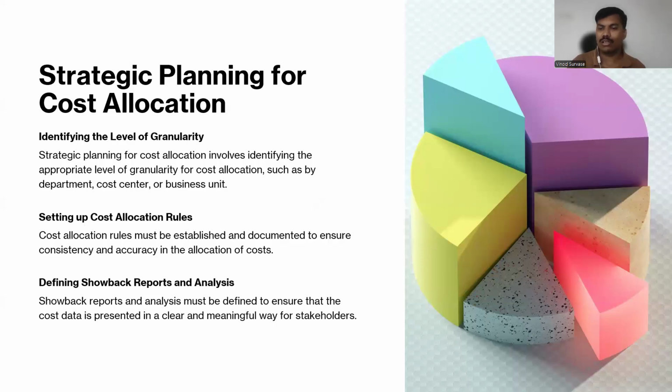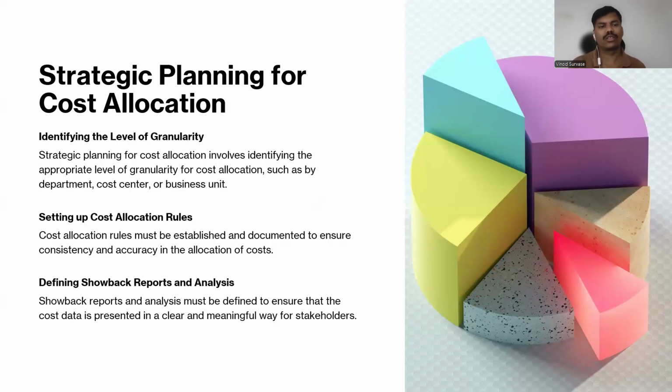Next is setting up cost allocation rules, how we are going to allocate the cost, and those rules must be defined and identified, and assigned to the different departments, cost centers, and business units, right?